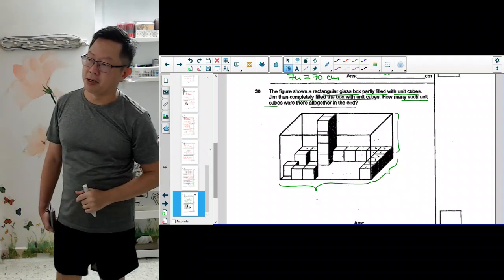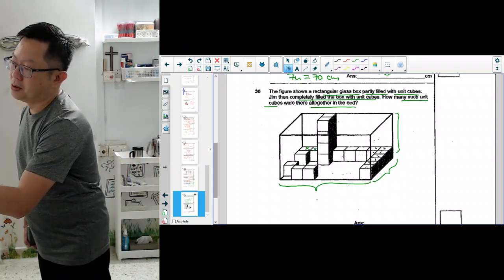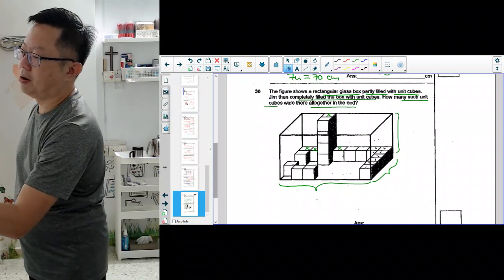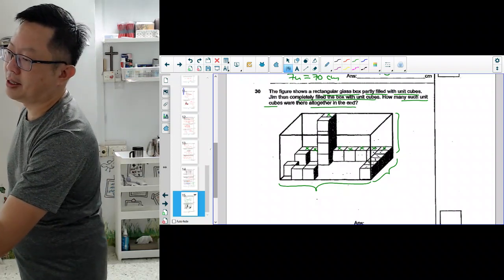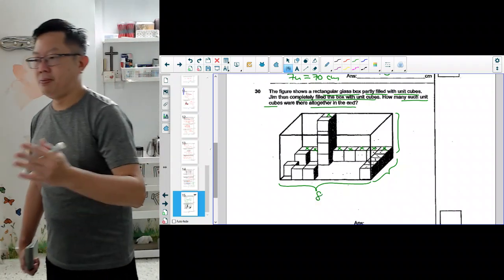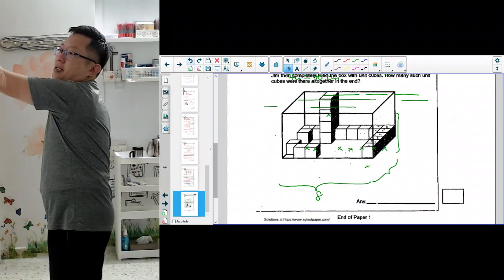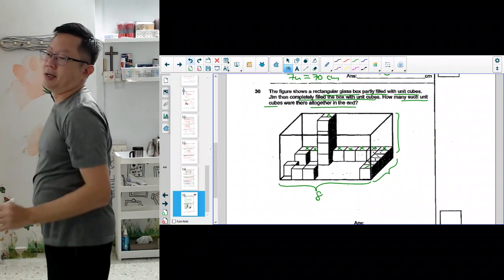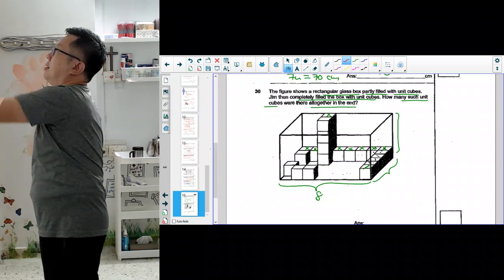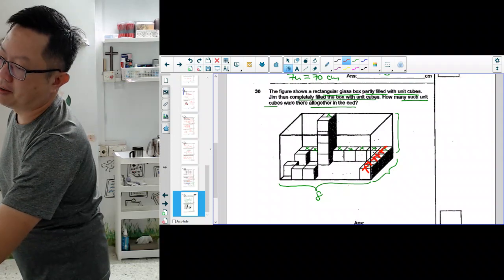Alright, so how many cubes can you put along the length? You just count carefully. 1, 2, 3, 4, 5, 6, 7, 8. You can put 8 cubes along the length. And how many cubes can you put along the side, the breadth? Let me use a red color so you can see better. You have 1, 2, 3, 4, 5, and 6.